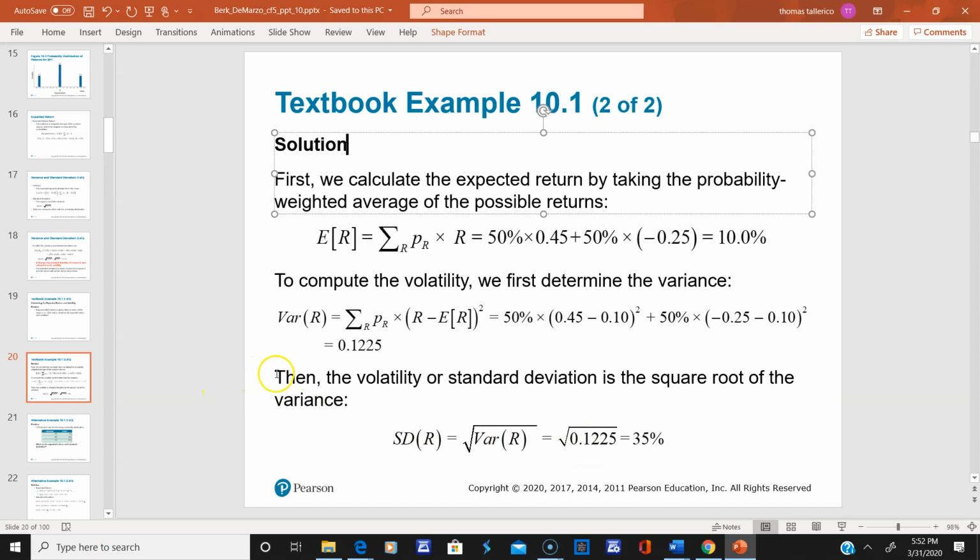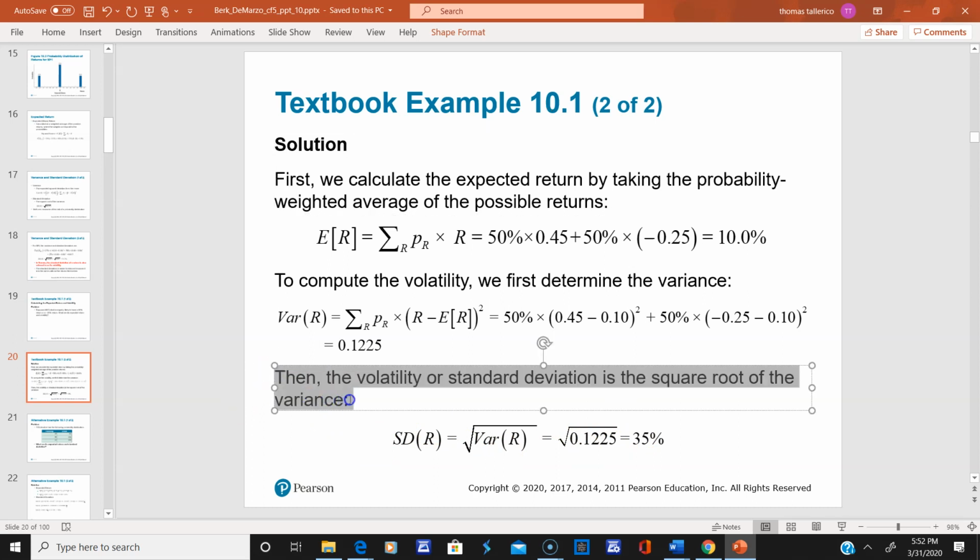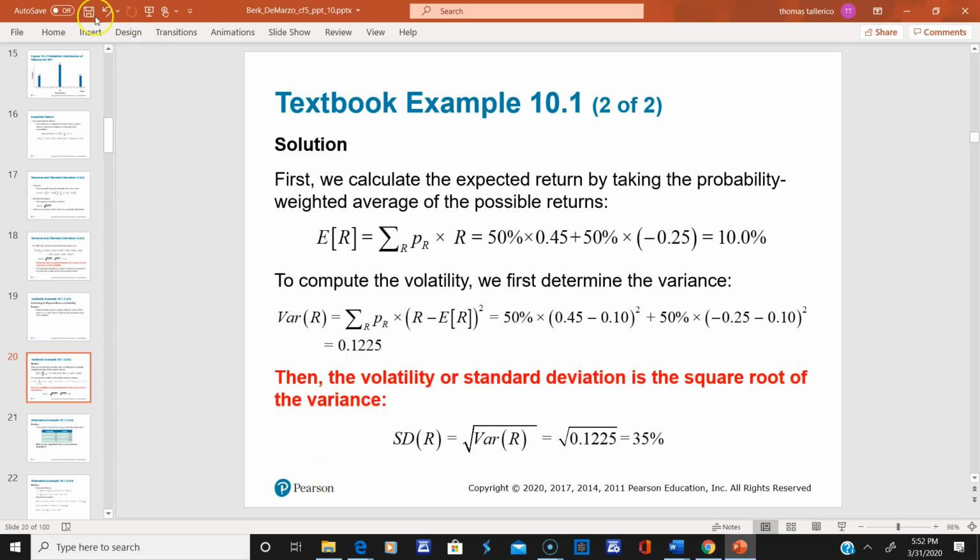So let me highlight that. All right. I'll make that red. Make that bold. And we'll save that. Okay. Can't do that to these. These are equations, so.